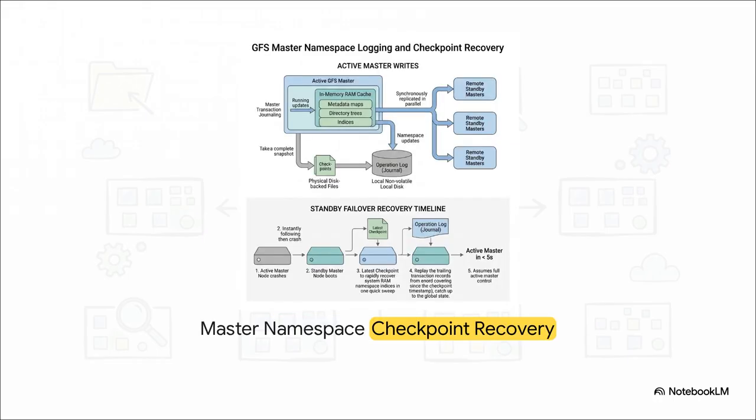Of course, we have to ask, what if the master itself crashes? To ensure control plane availability, the master continuously records all namespace changes to a physical operation journal, which is synchronously replicated out to standby masters. But if a crash happens, replaying billions of log records from scratch would literally take hours. So the active master takes periodic memory snapshots or checkpoints. If the active master suddenly dies, a standby boots up, loads the latest checkpoint directly into its RAM, quickly replays just the trailing journal updates, and assumes complete active control in under 5 seconds. I mean, the system barely even blinks.